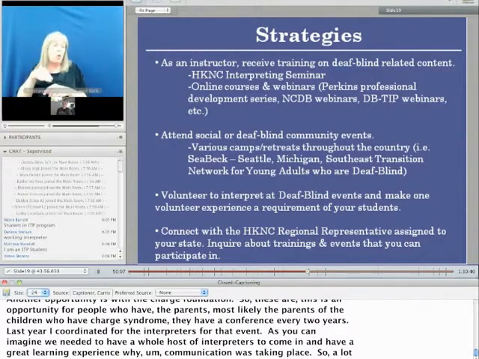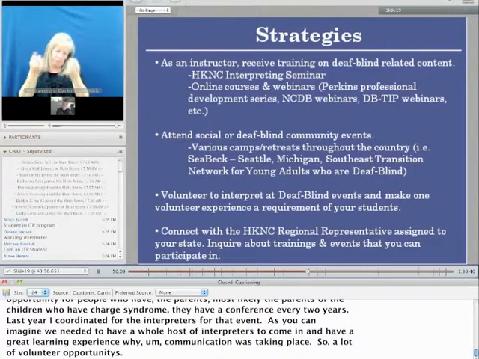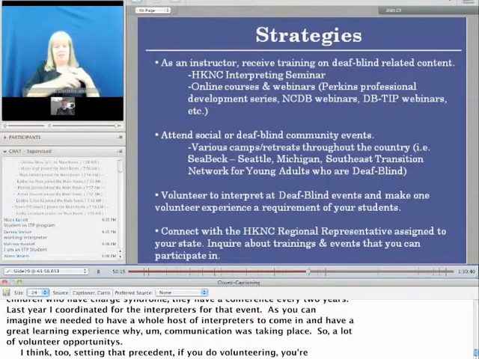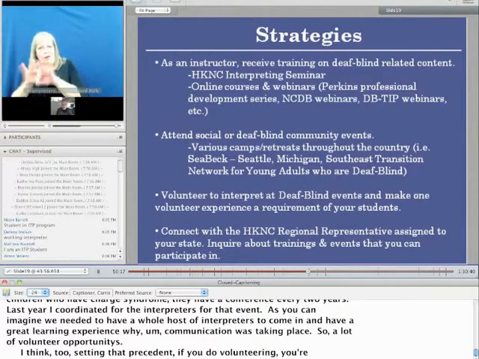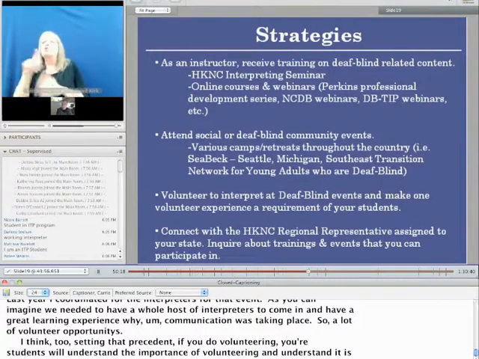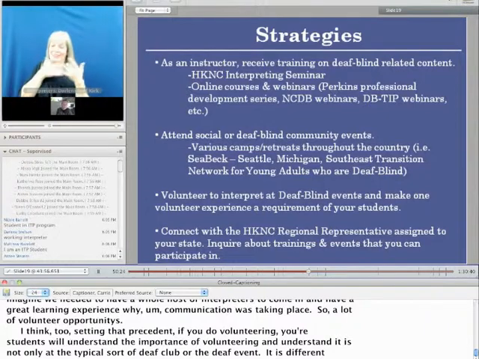And I think, too, setting that precedent, if you do volunteering, your students will understand the importance of volunteering and understanding that it's not only at the typical sort of deaf club or the deaf event, it's different types of events that, again, will allow them opportunities to see different types of consumers.